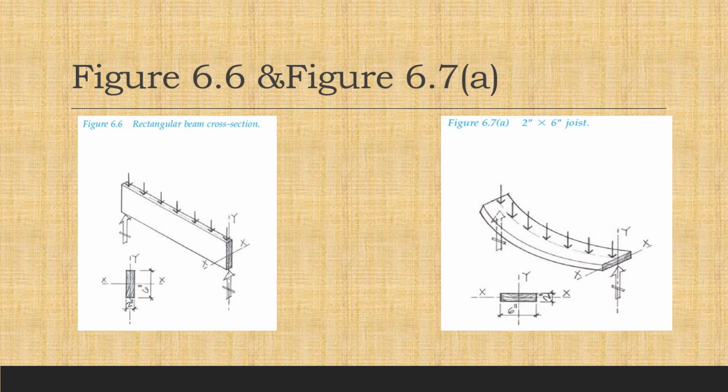In this example, in figure 6.6 and figure 6.7a, as we can see in the first one, it's not bending as much due to the way it's positioned. But in figure 6.7a, while it's turned horizontally, you could tell that it has less strength and starts deflecting.